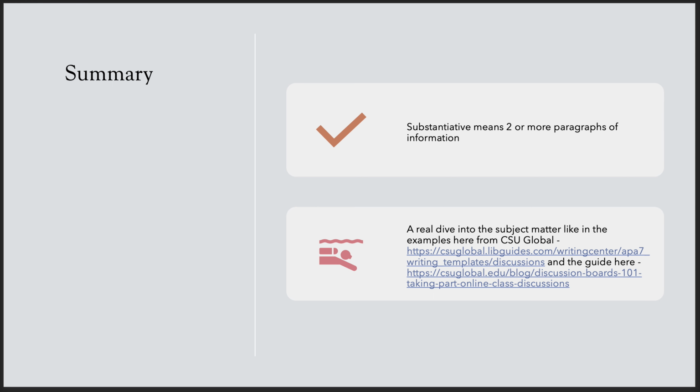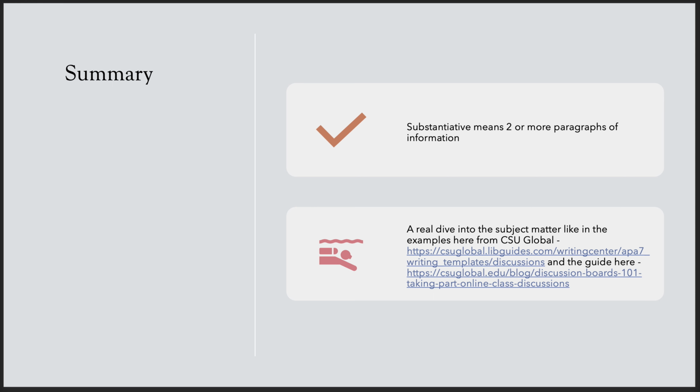Then there's a real dive into this, and I'll go ahead and post the links that go along with it. There's some really good work here at the Writing Center with some really good templates on how to do a really good discussion question. And then there's some other work on how to do discussion questions along the way. So I'll post these 2 links in the classroom as well. But this is really an important thing.